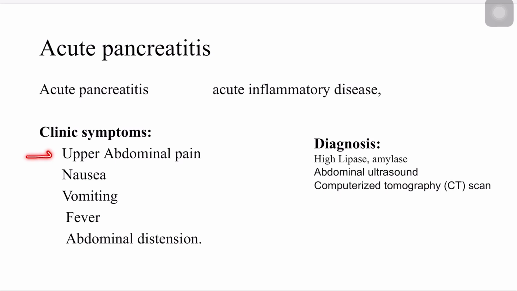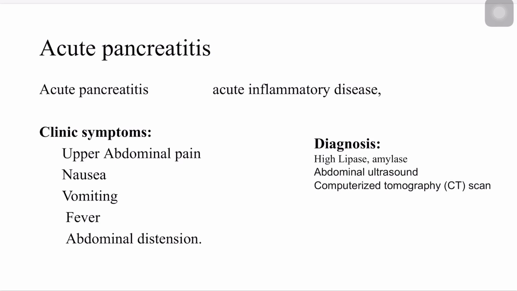Usually, the patient has upper abdominal pain with nausea and vomiting. And sometimes the patient has a fever and abdominal distension. When the patient comes to the clinic or hospital, usually they have high pain and more complaints.